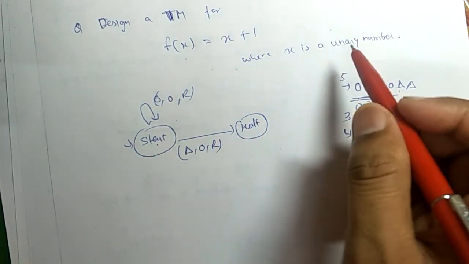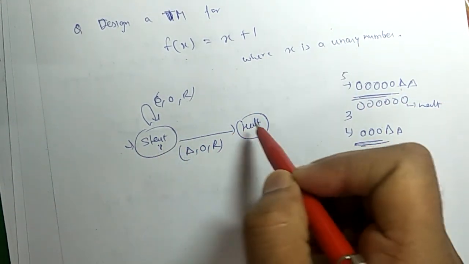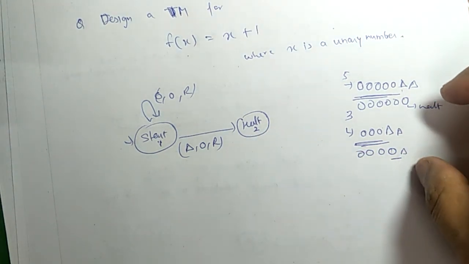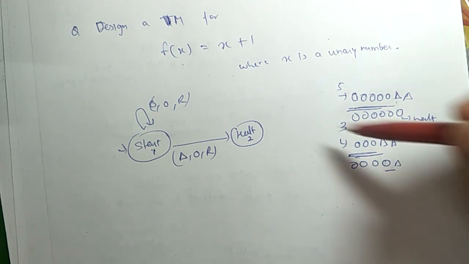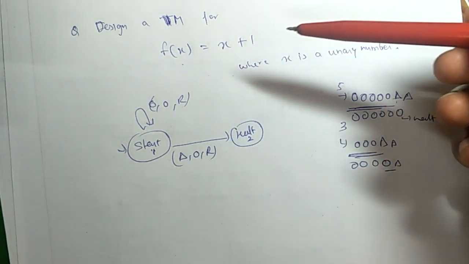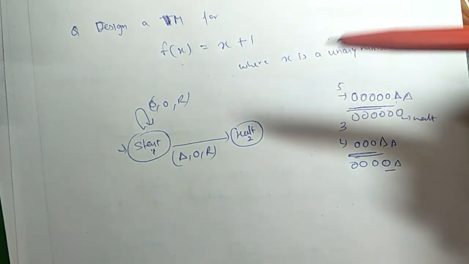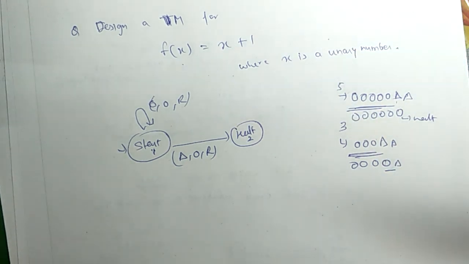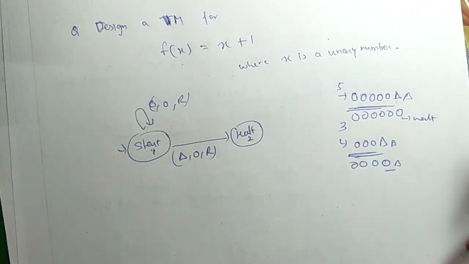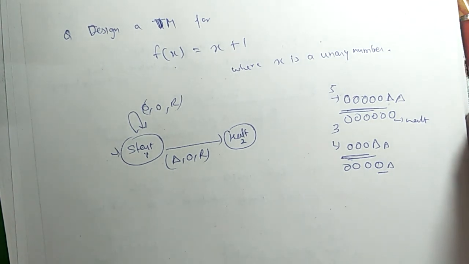So for unary number it is a very simple task, and we will look in the next lecture at how we will perform the increment operation for a binary number. That will be a little bit more complicated than this TM, which we will look at in the next lecture.